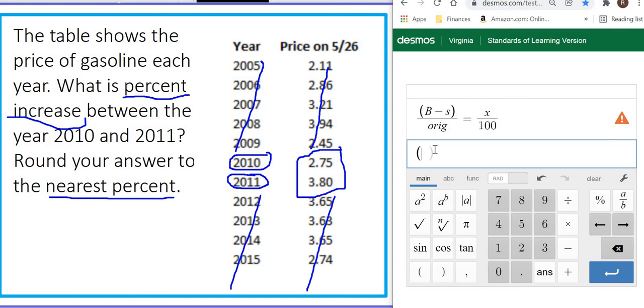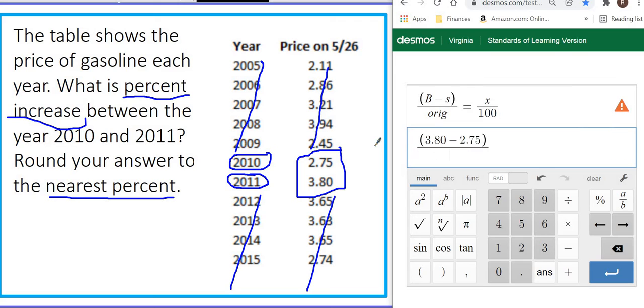So first thing I'm going to do is look and see which one of these two is the bigger number. Well, $3.80 is the bigger number. $2.75 is the smaller number. I'm going to divide that by the original. The original is what came first. Well, 2010 came before 2011. So that means 2.75 is the original. It's what came first.